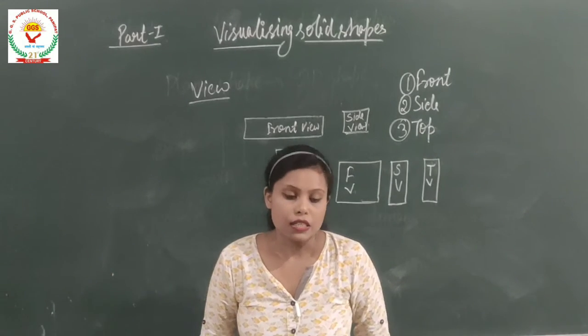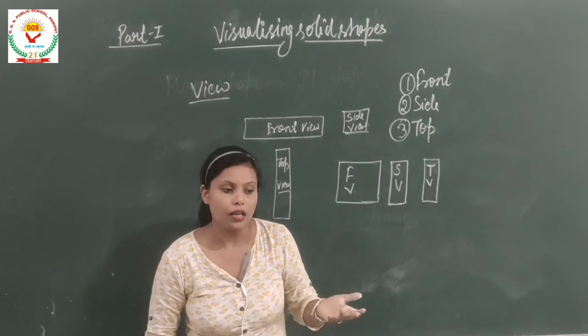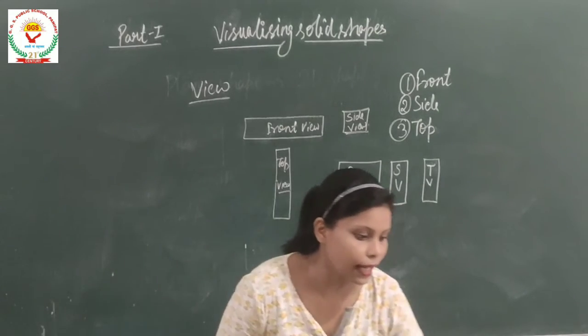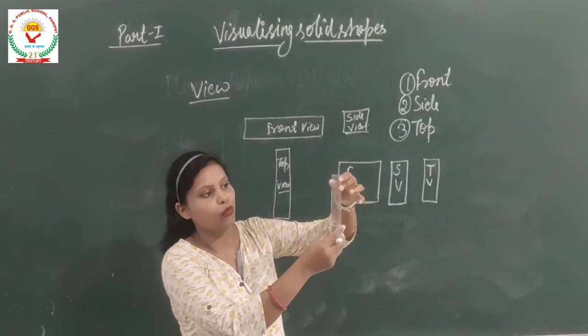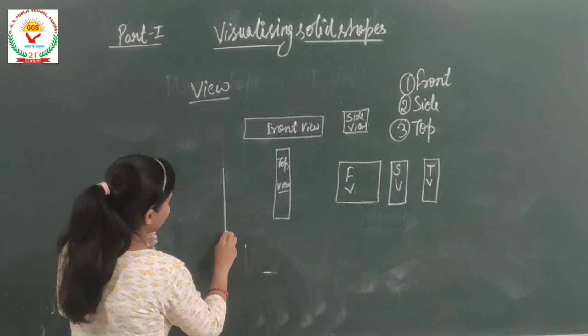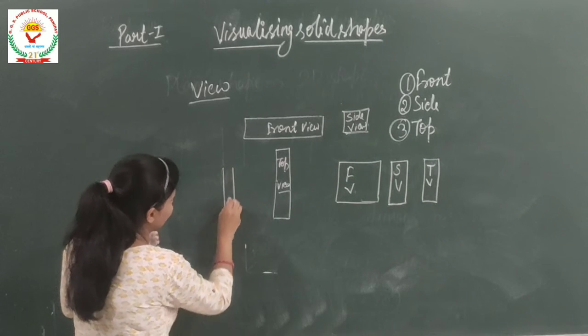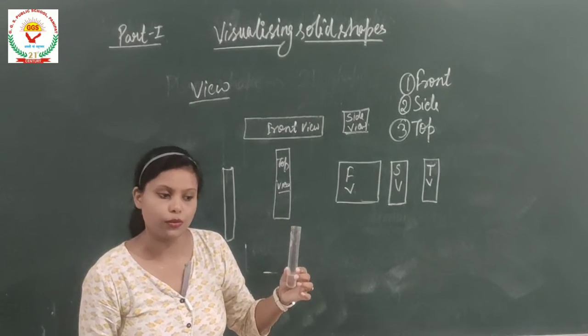If I talk about the different shapes which have different things, like this test tube. If I talk about this test tube, what you are seeing in the front? You are seeing this in the front. So this is the front view, right?